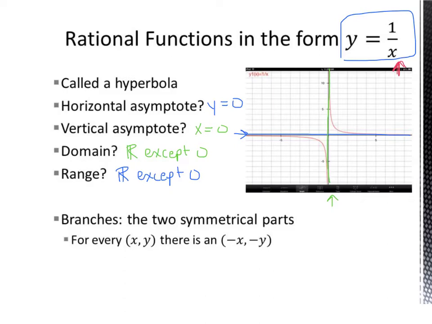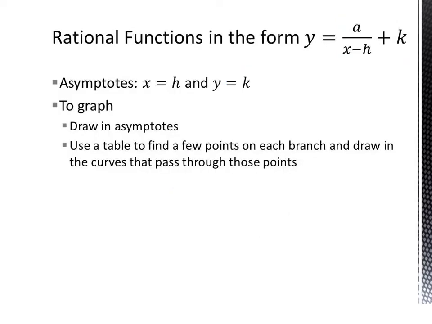Okay. These two parts are called the branches, and they're symmetric. So for every x, y, there's a negative x, negative y. So if this right here happens to be 1, 1, this over here is negative 1, negative 1. So what I just showed you would be called your parent graph, if we had just 1 over x.